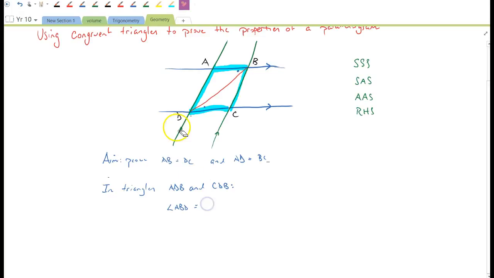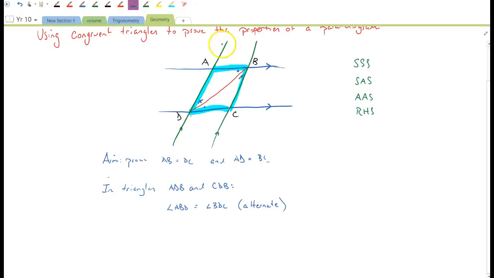Angle BDC, and the reason is that they are alternate angles. Okay, we could say that. All right, so I've got an angle. Can I use those parallel lines again, but with a different pair of angles?